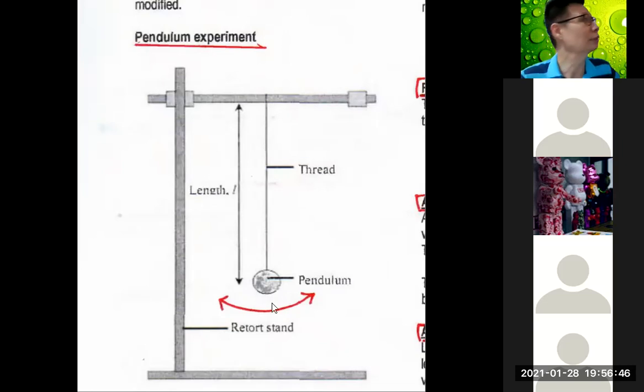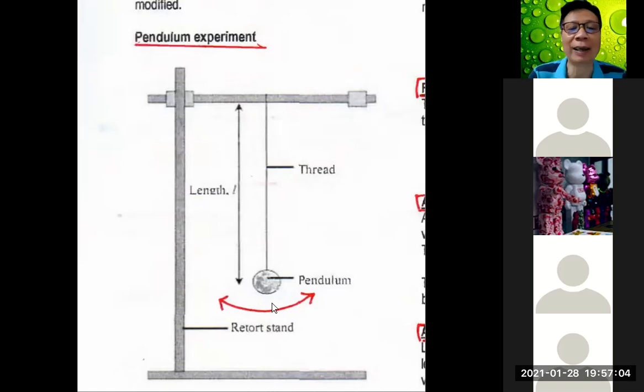When the thread is long, then the pendulum swings longer. Then when it is short, then it swings fast. I mean, it swings in a shorter time. Yes, very good. Okay, Jonathan, you have common sense. Very good. Thank you.